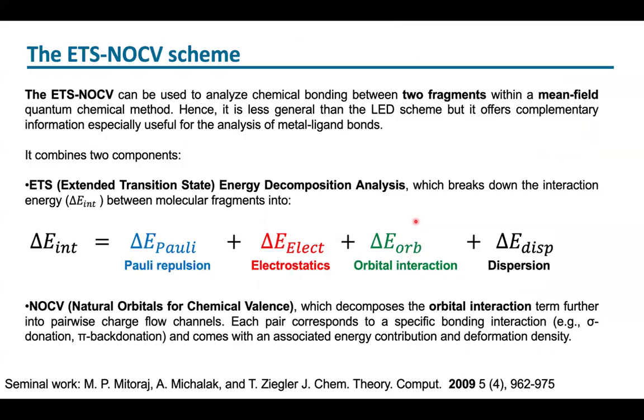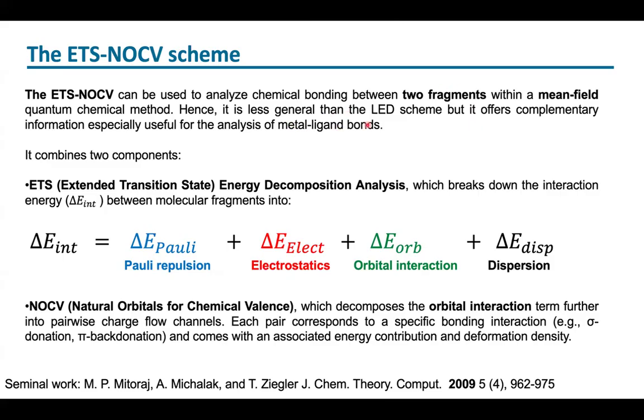So what is the ETS-NOCV scheme? This method analyzes chemical bonding between two fragments within a mean field quantum chemical framework. So we have two fragments and we are restricted to a mean field approach. And so it is a method that is less general than the LED scheme, but it provides useful and complementary insights which are particularly valuable for understanding and studying metal ligand bonds.